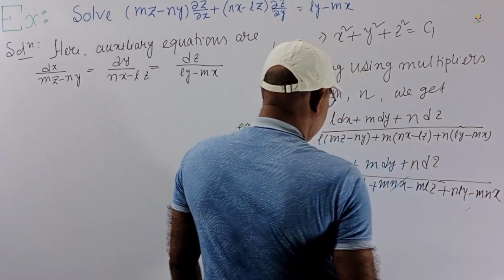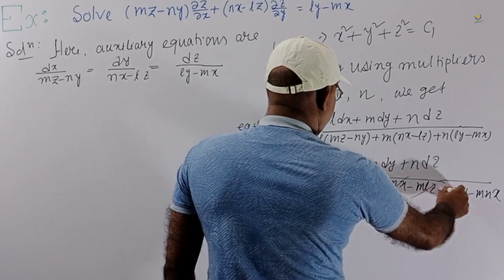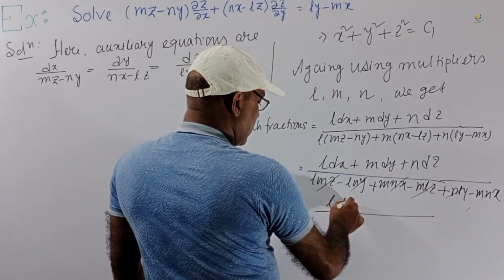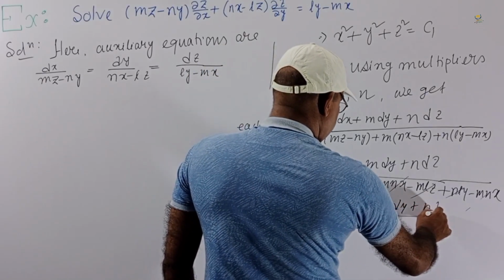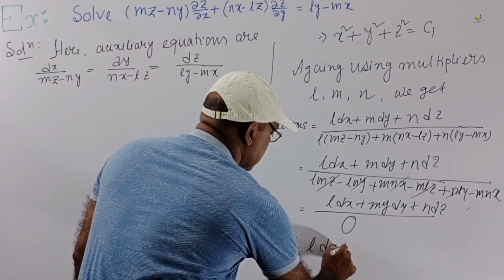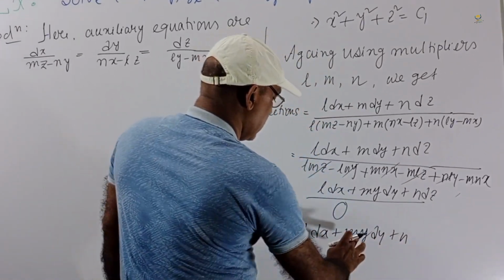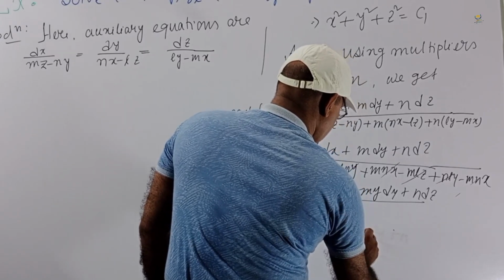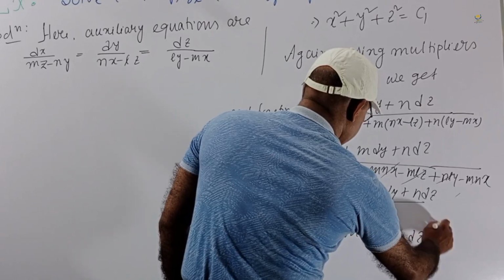mnx cancel, lmz cancel, lny cancel. So what we get, denominator is 0. L dx plus m dy plus n dz equal to 0. Therefore, what we get, L dx plus m dy plus n dz equal to 0.